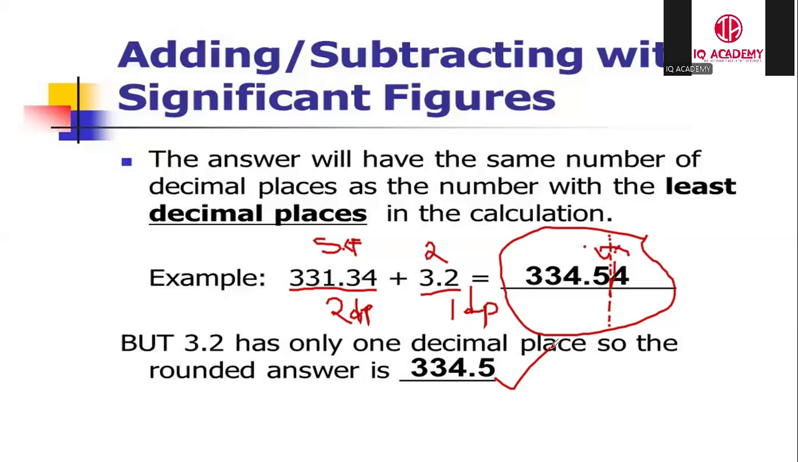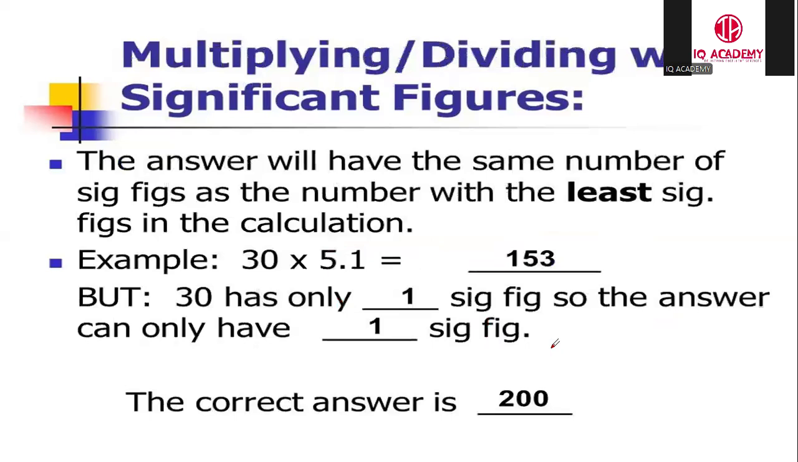And then we can look at the rule that involves multiplying and dividing. So addition and subtraction go together, and then multiplication and division also go together. So let's look at the rule for multiplication and division.